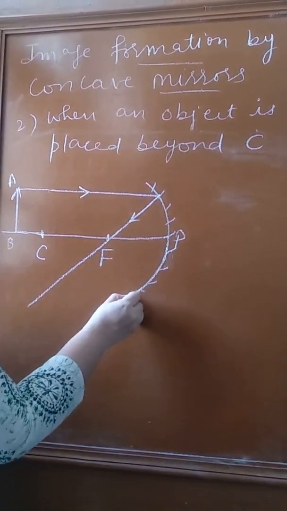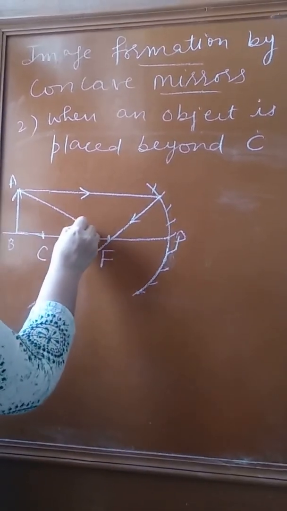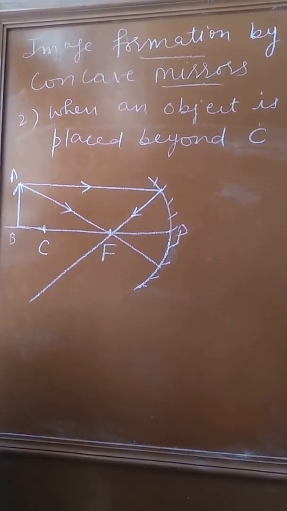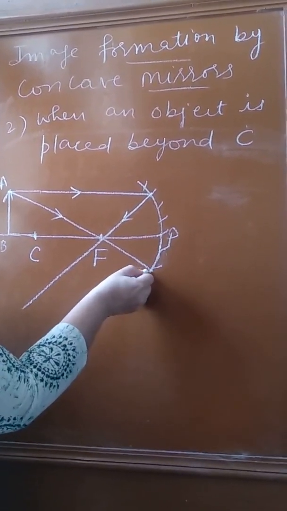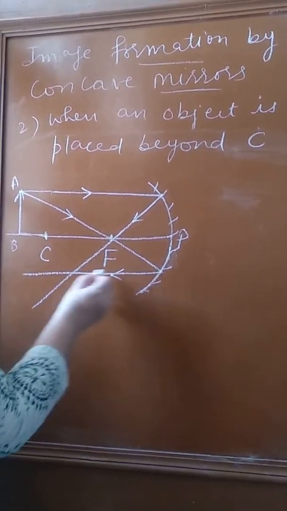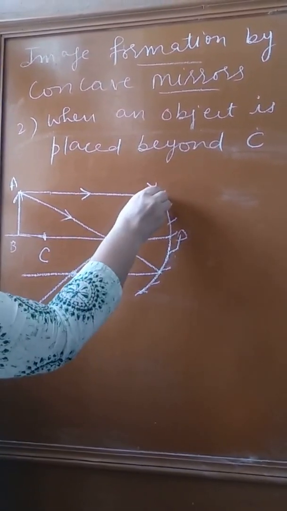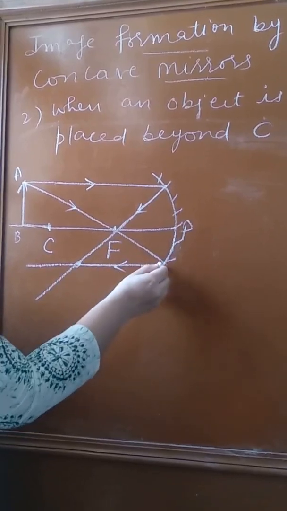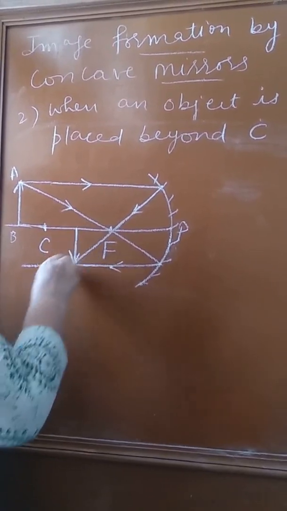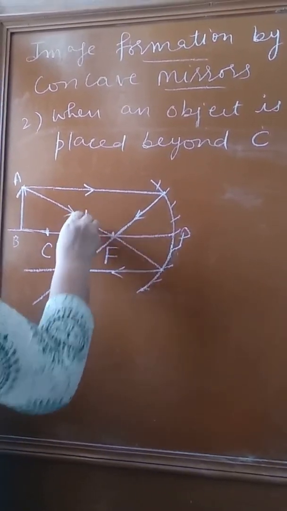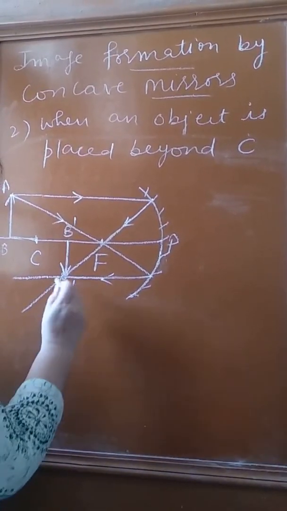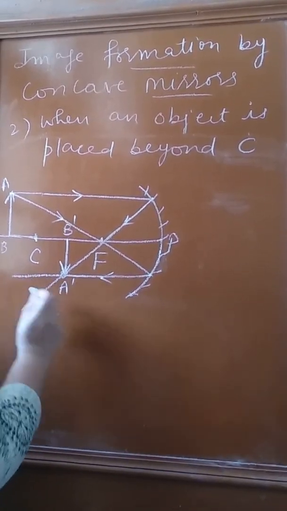Now, the second ray we can take from the focus. When a ray passes through the focus, as we discussed in the rules, it goes parallel to principal axis after reflection. Now, this ray and this reflected ray actually meet at this point. The image is formed at this point, and this is B dash A dash. The real image of the object is formed between F and C.